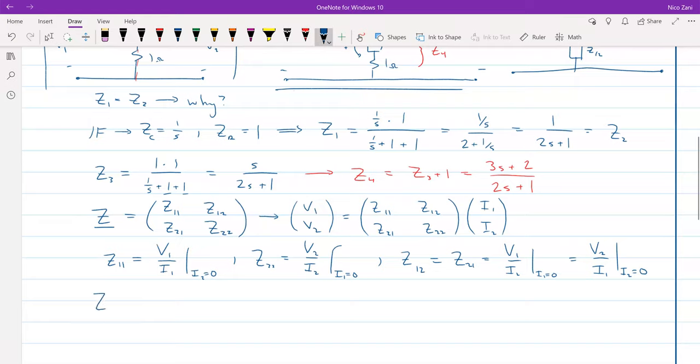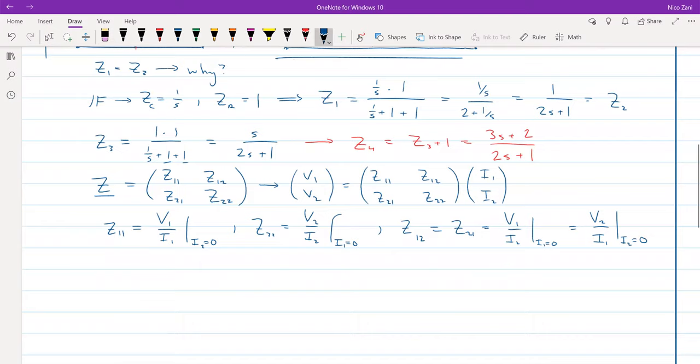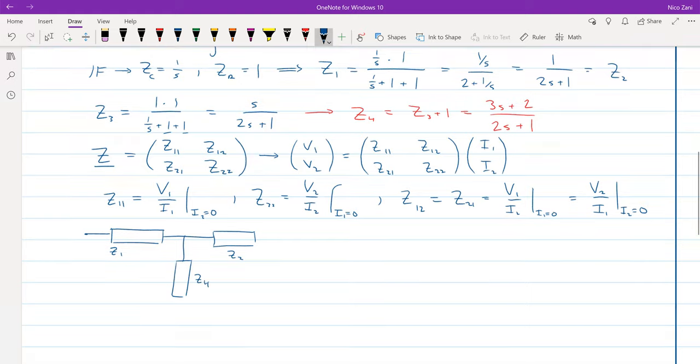Okay, so with that in mind, we can solve for Z11. Actually, let me go ahead and redraw the circuit right here. So our current circuit looks as follows. We have Z1 here, Z2 here, and then we have this, which I called Z4. And then we have the lower port. And this is V1 and I1 and I2 and V2. Okay. So if we set I2 equal to 0, that means there's no current going in this way, which means that V1 over I1 is just going to be the total voltage across these two resistors when I2 equals 0. So essentially, just the series sum of these two resistors.